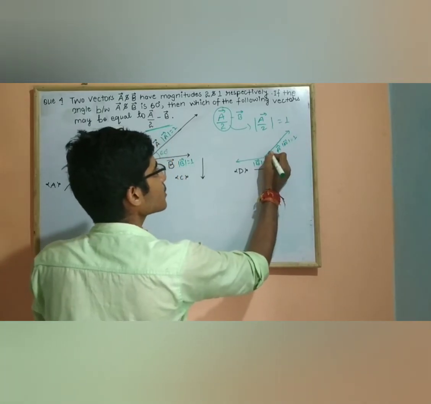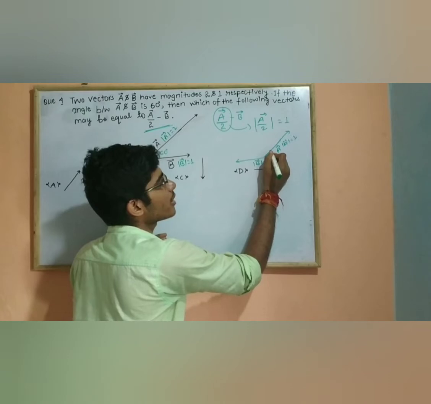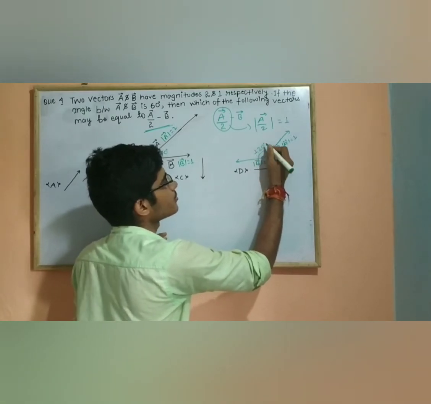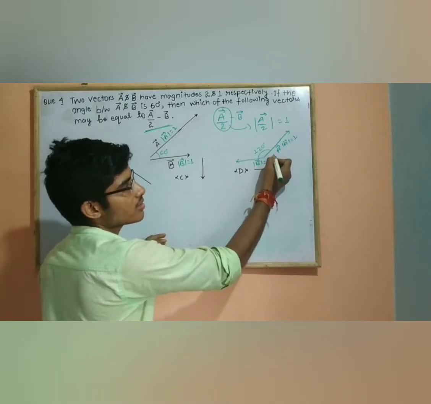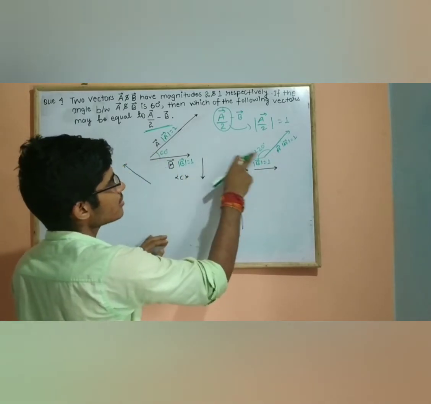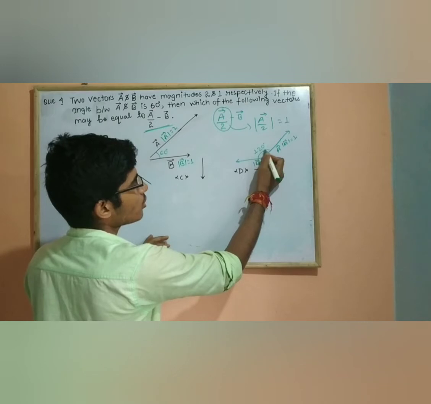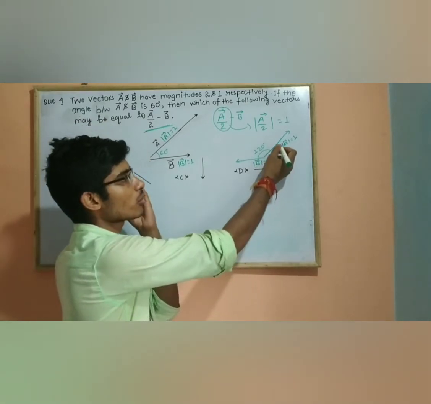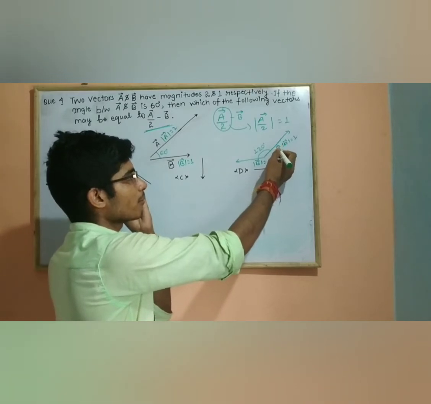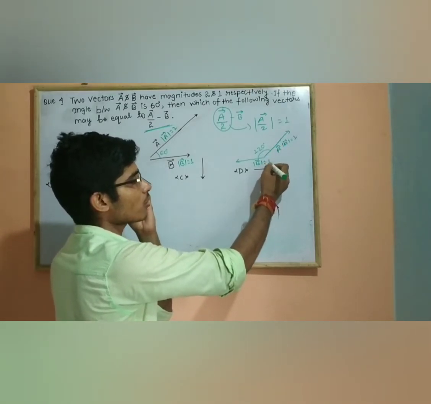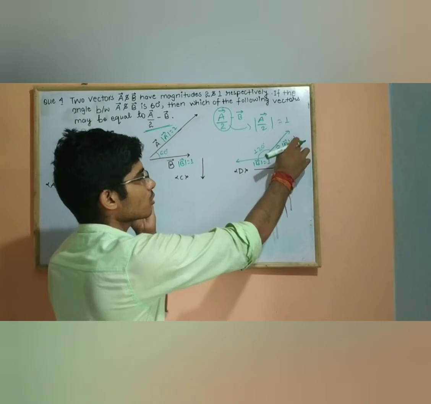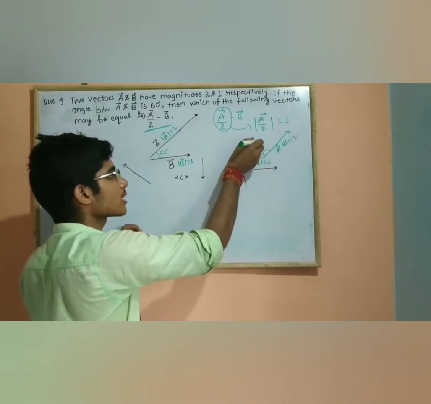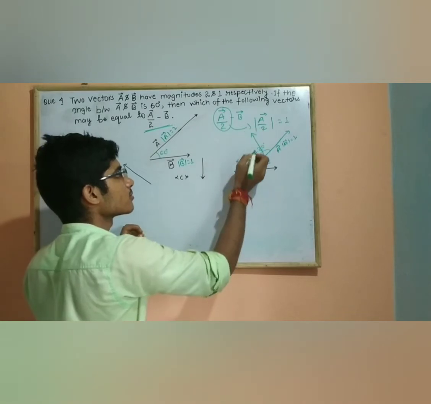And the angle between these new two vectors is 120 degrees: 180 minus 60 degrees. So 180 degrees minus 60 degrees becomes 120 degrees. And as we know that both the magnitudes are the same, here also 1 and here also 1, so its direction will be the angle bisector of both of them.